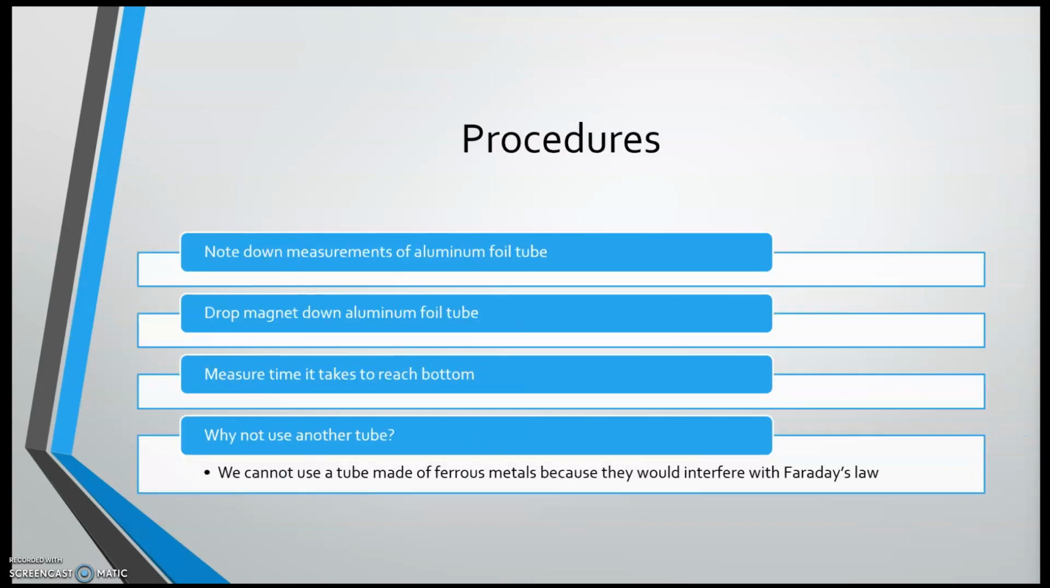So here are the procedures. First, we have to note down the measurements of the aluminum foil tube, such as the width of it, the radius, the length, etc. Then second, we drop the magnet down the aluminum foil tube, and we record how much time it takes to reach the bottom. We do 5 trials and then take the average of the trials. And why can't we use another tube? Well, we can't use a tube made of ferrous metals because they would end up interfering with Faraday's law.